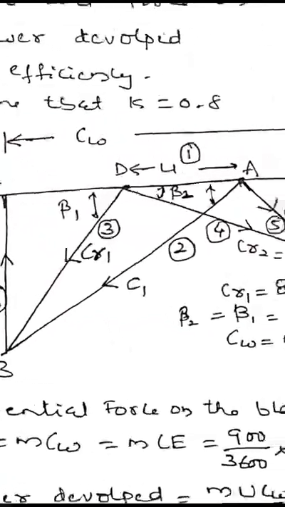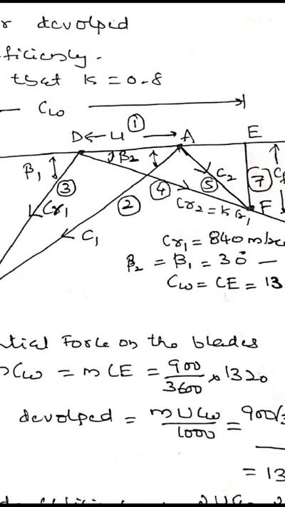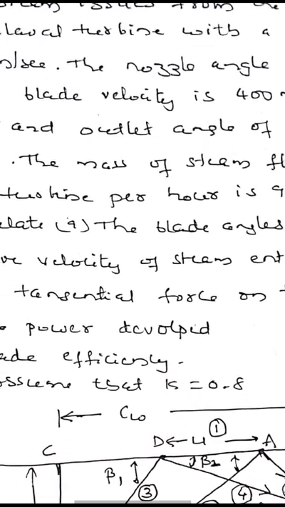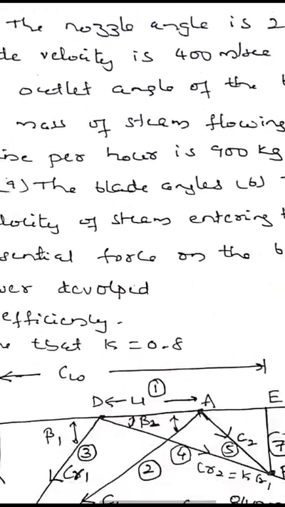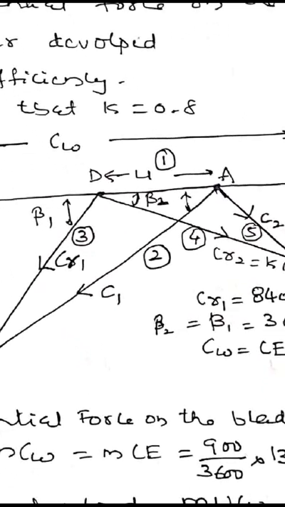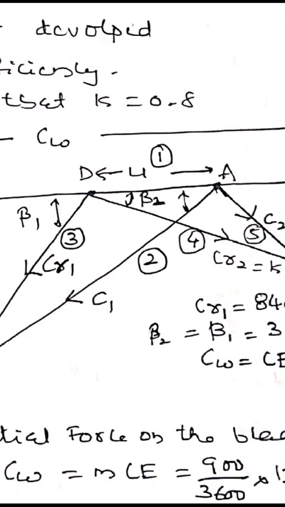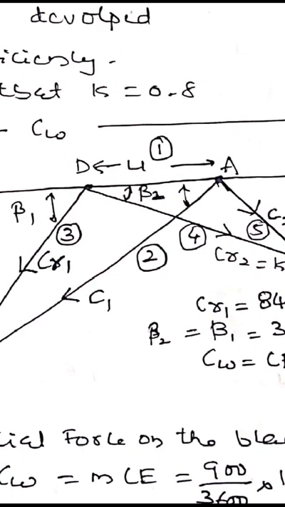As I have already explained how to draw the velocity diagrams, the blade velocity is given here as 400 meters per second. Take a scale of 100 meters per second equal to 1 centimeter, so 400 meters per second will be 4 centimeters. Draw a line AD equal to 4 centimeters.